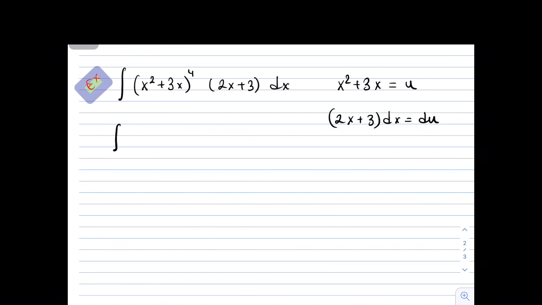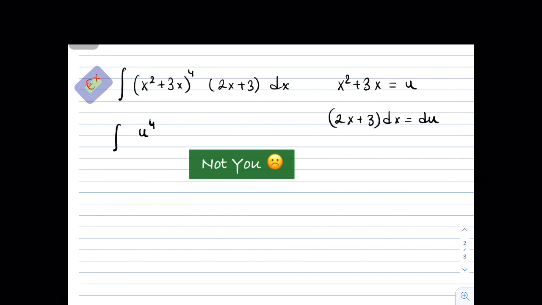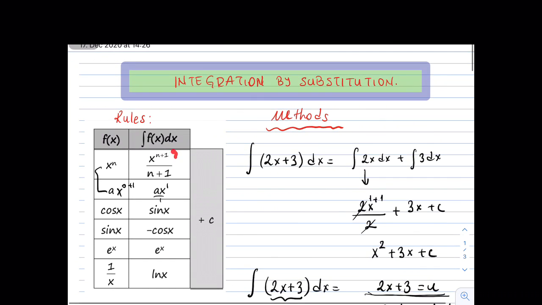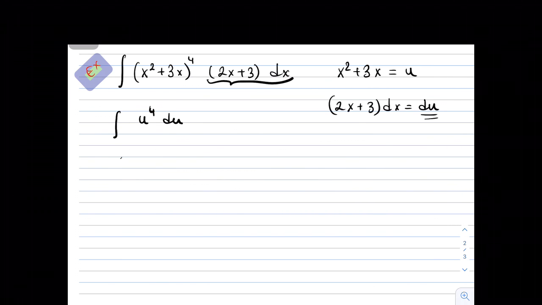Okay, now instead of this, I'm going to write u to the power of 4. U's and 4's look the same anyway. That's why I don't like u. Instead of (2x plus 3) dx, I'm going to write du. Look, now it's very simple. This looks like the rule right over here. I use the method to bring in the rules. And now isn't it equal to u to the 4 plus 1 divided by 4 plus 1, du?